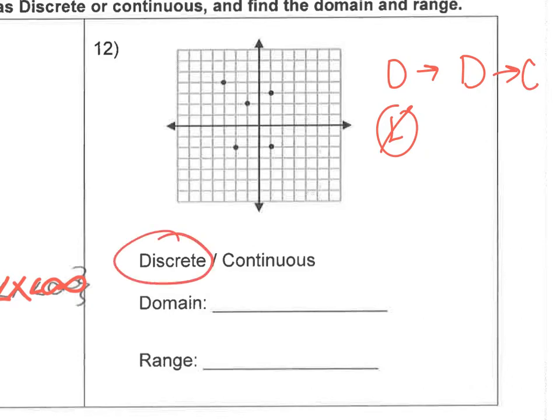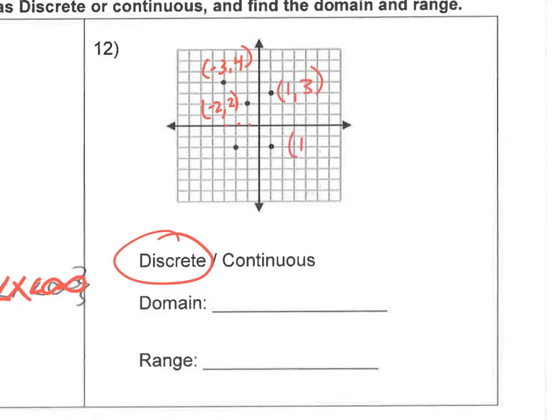Now they want to know what is the domain and what is the range. Well, in order to do that, I'm going to need to list the coordinates of each point. So 1, 2, 3. So this is -3, 4. This one is -2, 1, 2. This one is 1, 3. This one is 1, -2. And this one is -2, -2.